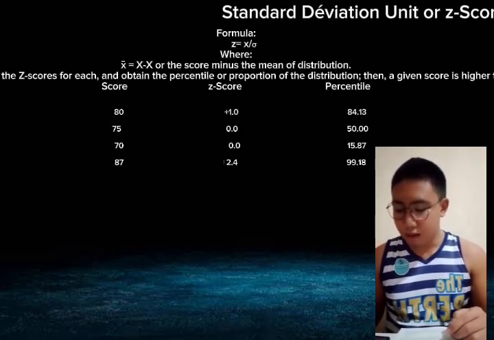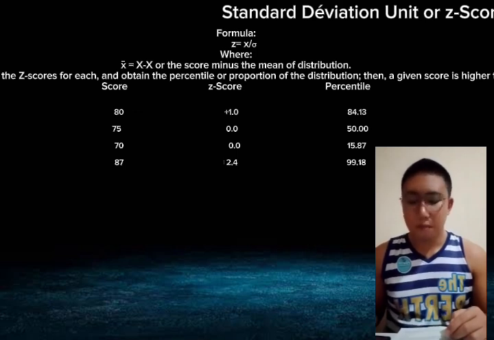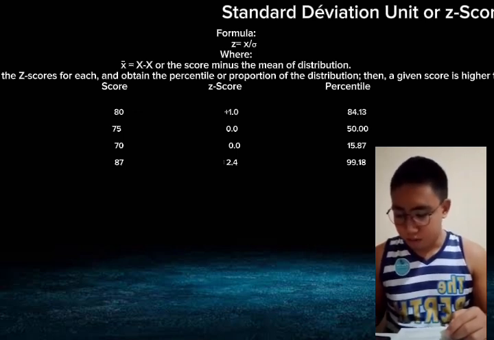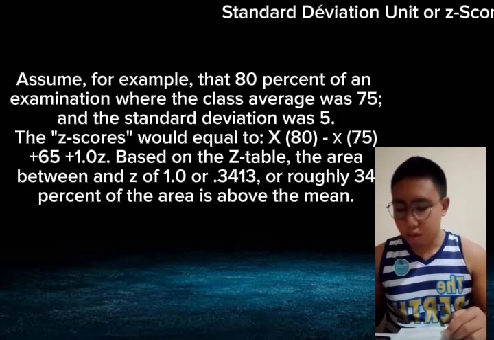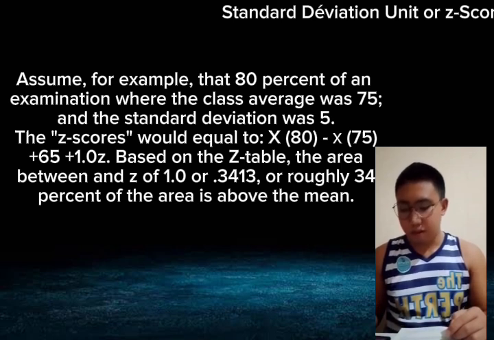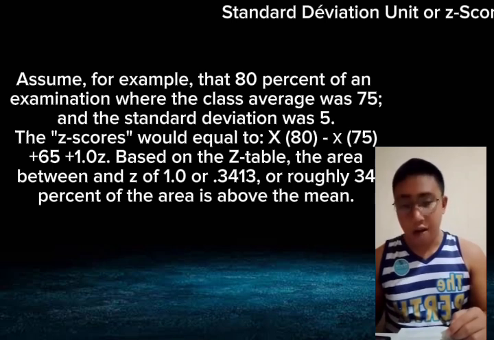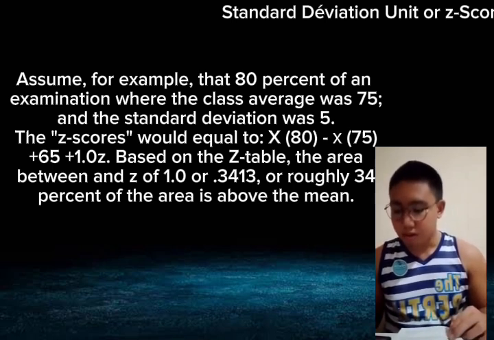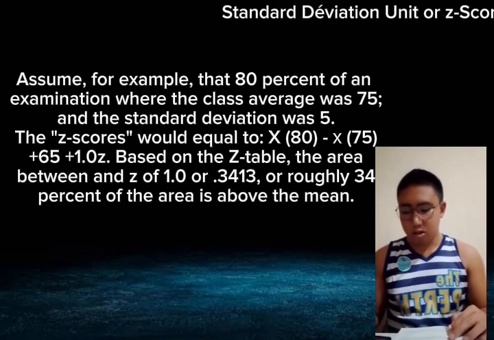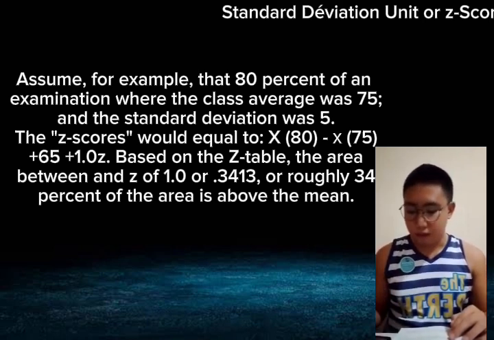The formula is z equals x divided by s, where x equals X minus the mean, which means the score minus the mean of the distribution. In the example given, assume that the score is 80 on an examination where the class average is 75. So we assume that 75 was the average and the standard deviation was 5. The z-score equals the score, which is 80, minus the average, which is 75. That's why we get the answer of 5.